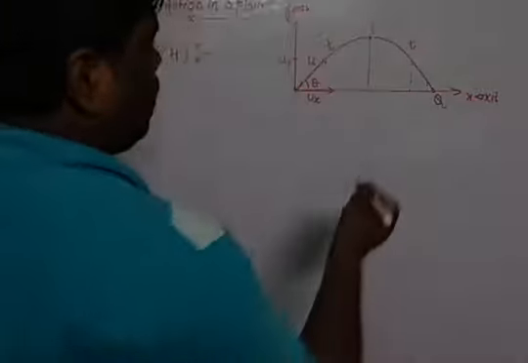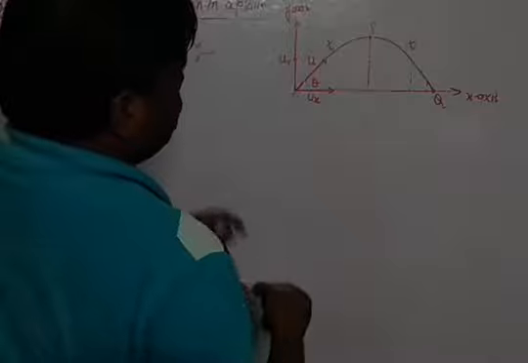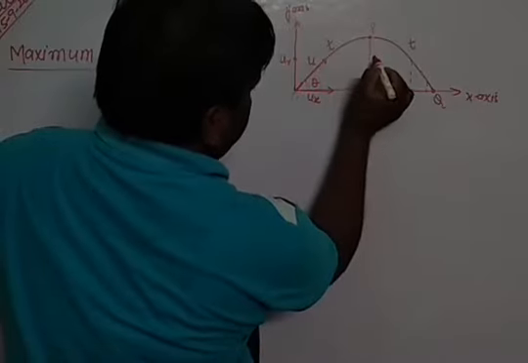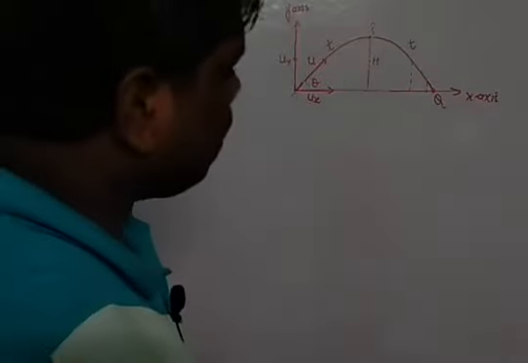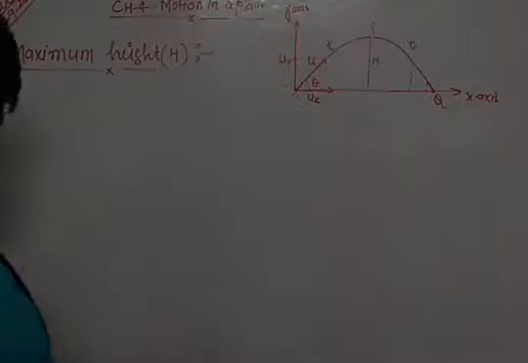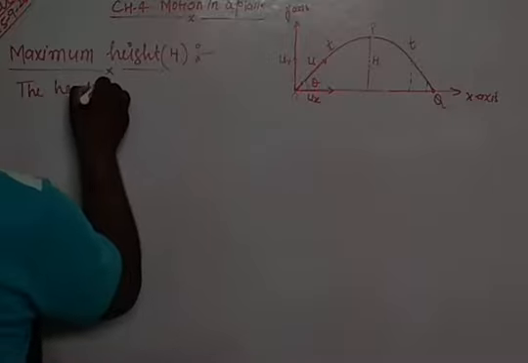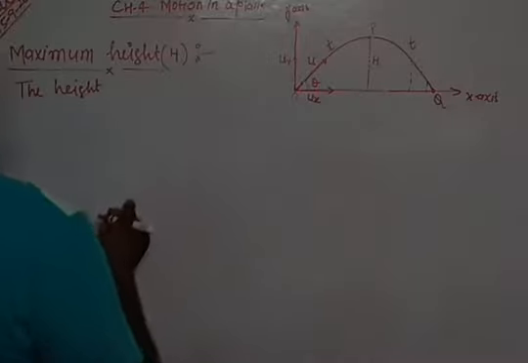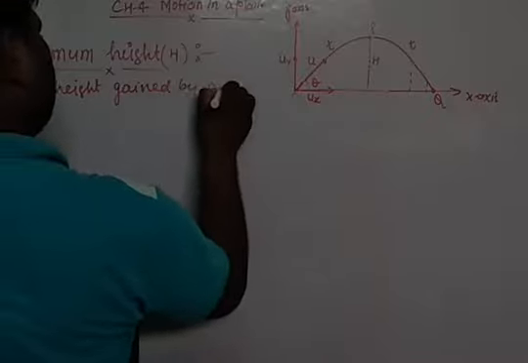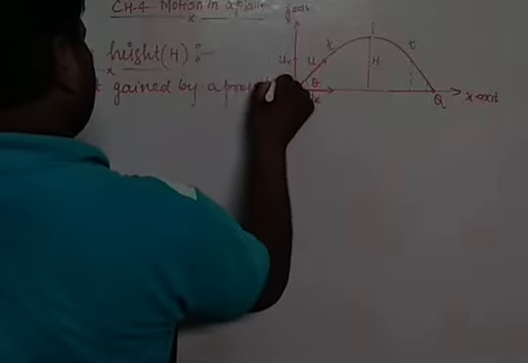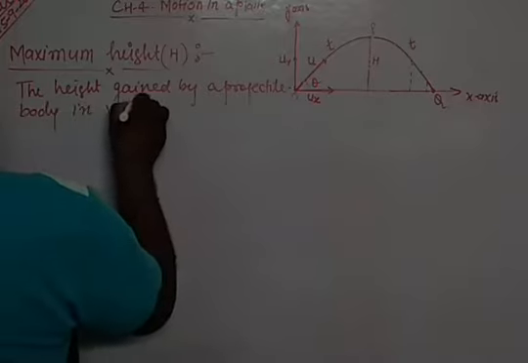So let us see. When we project a projectile body at a certain angle theta, this much height is said to be the maximum height of the projectile body. So how can we define the maximum height? The height gained by a projectile body in the vertical direction only.